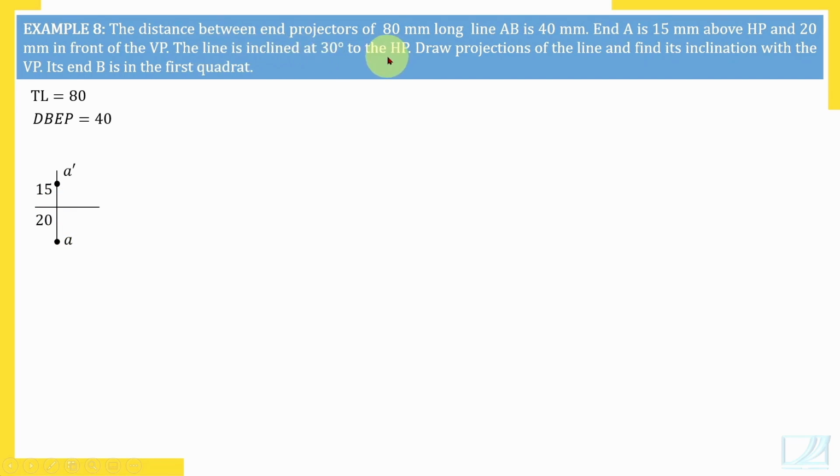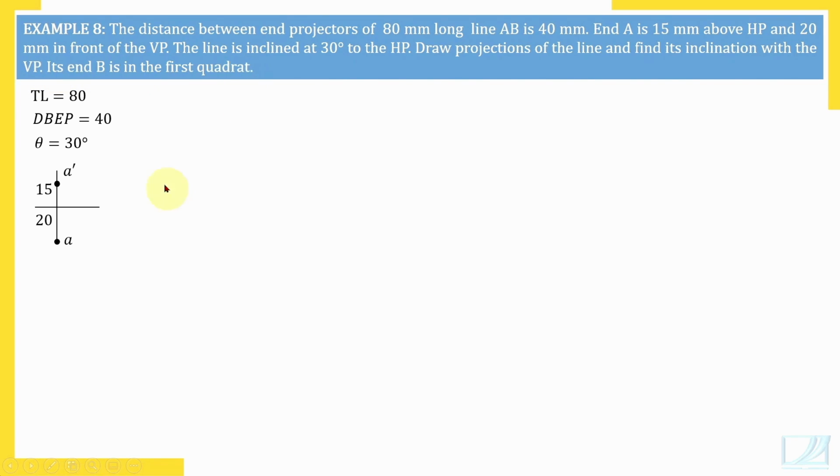The line is inclined at 30 degrees to the HP. So true inclination of the line with HP is given, 30 degrees. The line is inclined at 30 degrees, that is, it is true inclination with HP, that is why I have used the notation theta. Draw projections of the line and find its inclination with the VP. Okay, phi you are asked to find, inclination with VP. After completing the drawing, you are just going to measure that angle with VP.